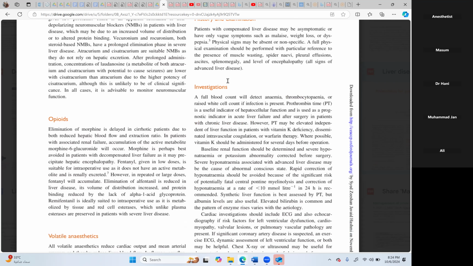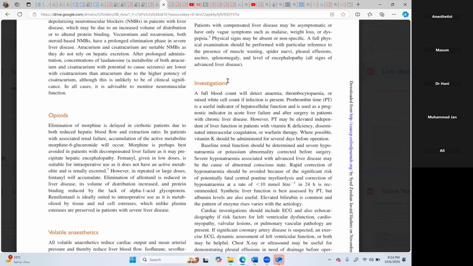Okay, opioids. Elimination of morphine is delayed in cirrhotic patients due to both reduced hepatic blood flow and reduced extraction ratio. In patients with associated renal failure, accumulation of the active metabolite morphine-6-glucuronide will occur. Morphine is perhaps best avoided in these patients. There are multifactorial reasons why we should not use morphine, because of active metabolites.